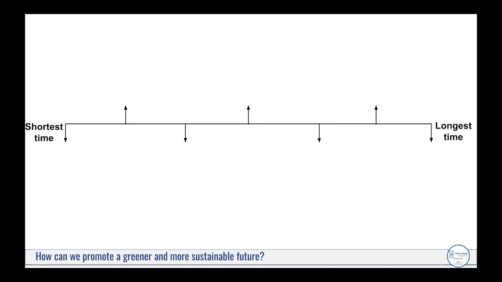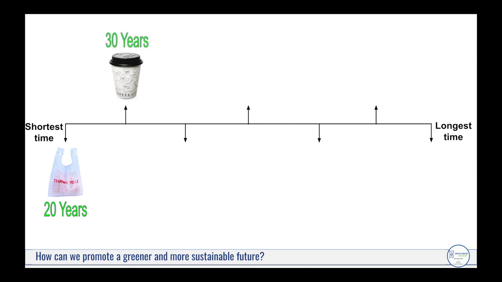The product that took the shortest amount of time to degrade is the plastic carrier bag. This takes approximately 20 years to naturally degrade. Next is the disposable coffee cup. This takes approximately 30 years to degrade. Next we have the disposable cutlery, which takes approximately 100 plus years. Following that we have the plastic straw, which takes around about 200 years to degrade.